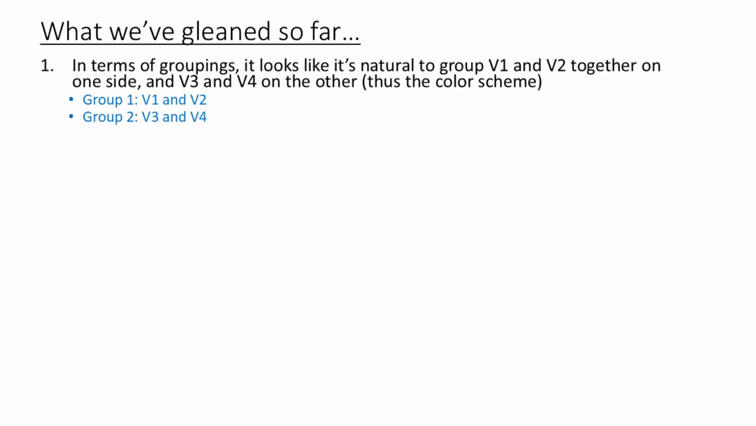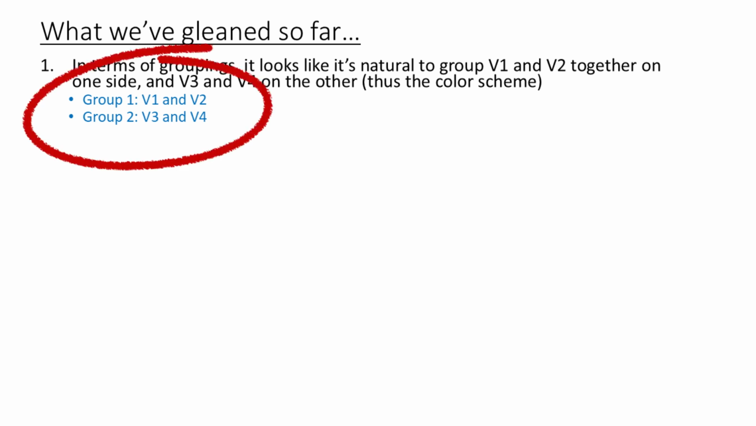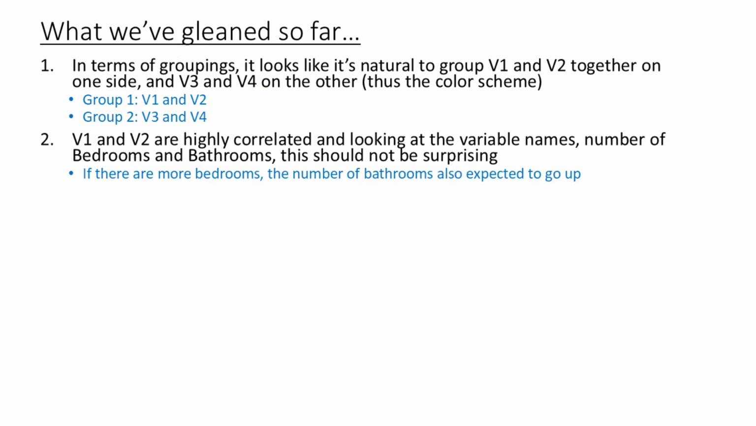Now, what have we gleaned so far? In terms of grouping, it looks like it's natural to group V1 and V2, or variables 1 and 2, together on one side and variable 3 and variable 4 on the other, thus the color scheme. So group 1: V1 and V2; group 2: V3 and V4. V1 and V2 are highly correlated, and looking at the variable names, number of bedrooms and number of bathrooms, this should not be surprising. If there are more bedrooms, the number of bathrooms are also expected to go up.